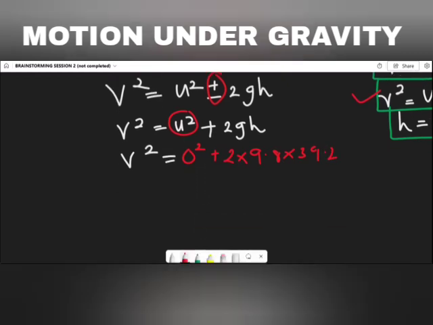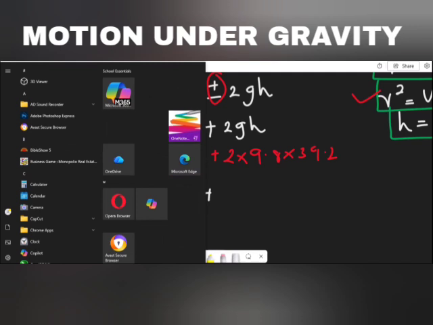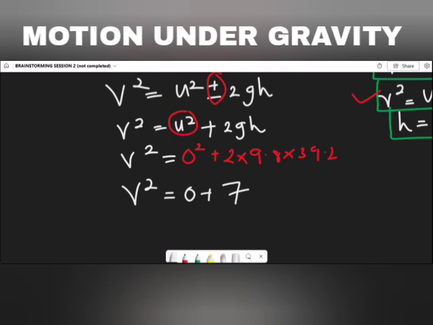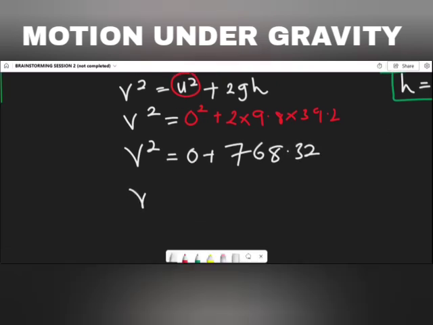So I quickly use the calculator to do this. V squared equals 0 squared, which is 0. Now with the help of a calculator, we multiply 2 times 9.8, then multiply by 39.2. I'm having 768.32. Summing this up, I'm going to have V squared equals 768.32. The next thing to do is to square root both sides to get the value of V.